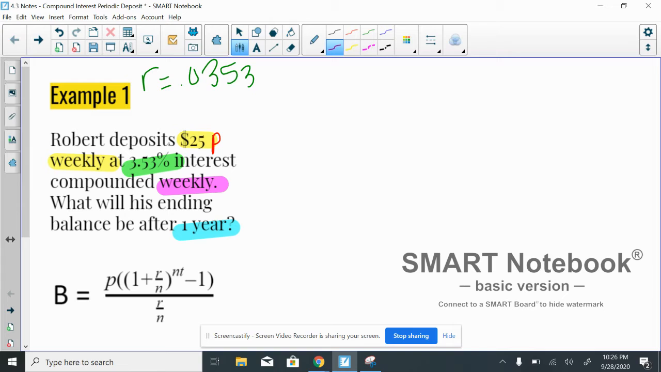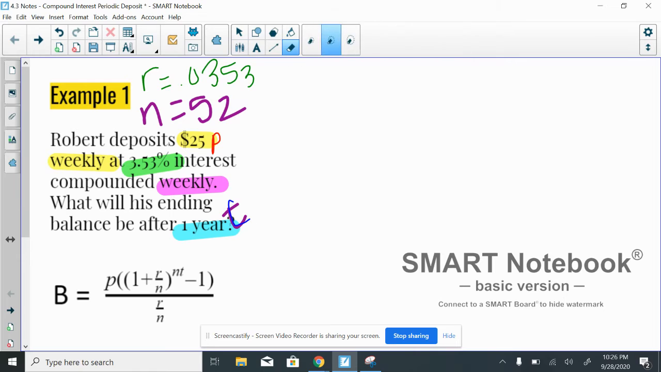If I have something that's compounded weekly, that means it happens 52 times a year. And my time value, we know I like to color coordinate, don't we? And my time value is only 1 year. So we're looking for that ending account balance at 1 year.